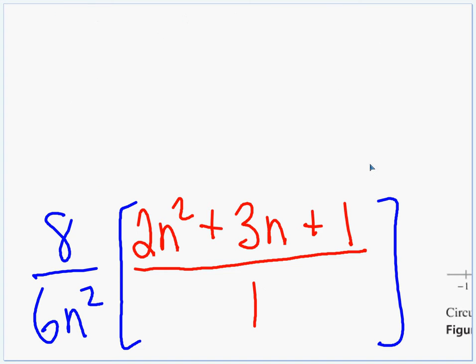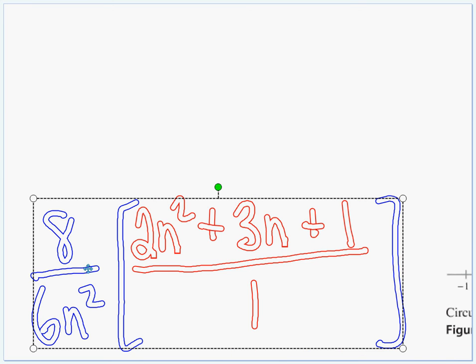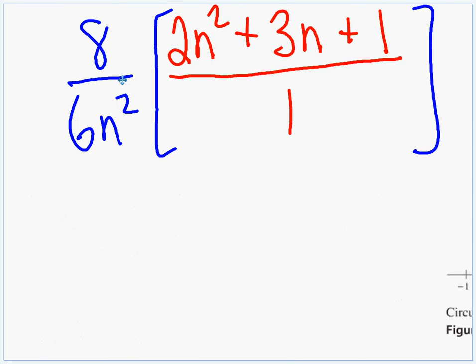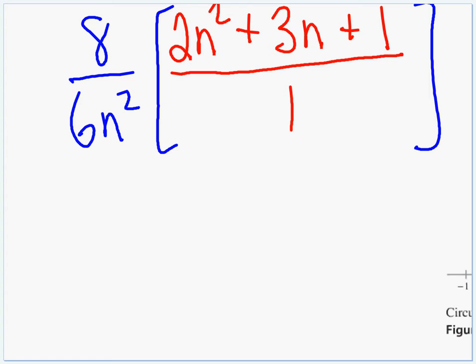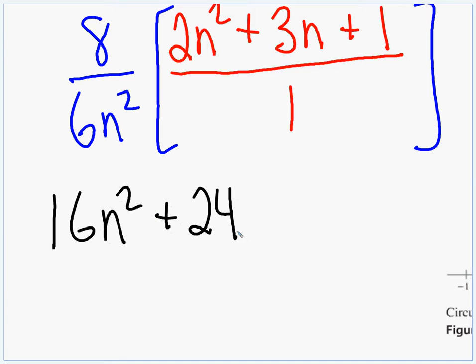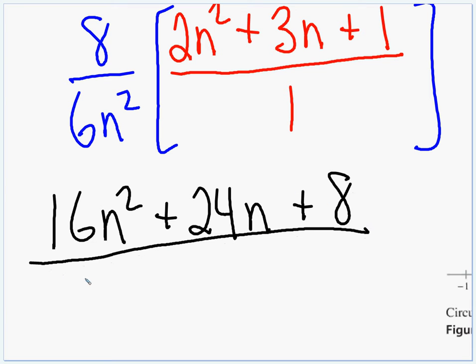Okay, let's distribute the 8 over 6n squared and apply the n goes to infinity limit. So distribute the 8, we're going to get a 16n squared plus a 24n plus 8 all over 6n squared.